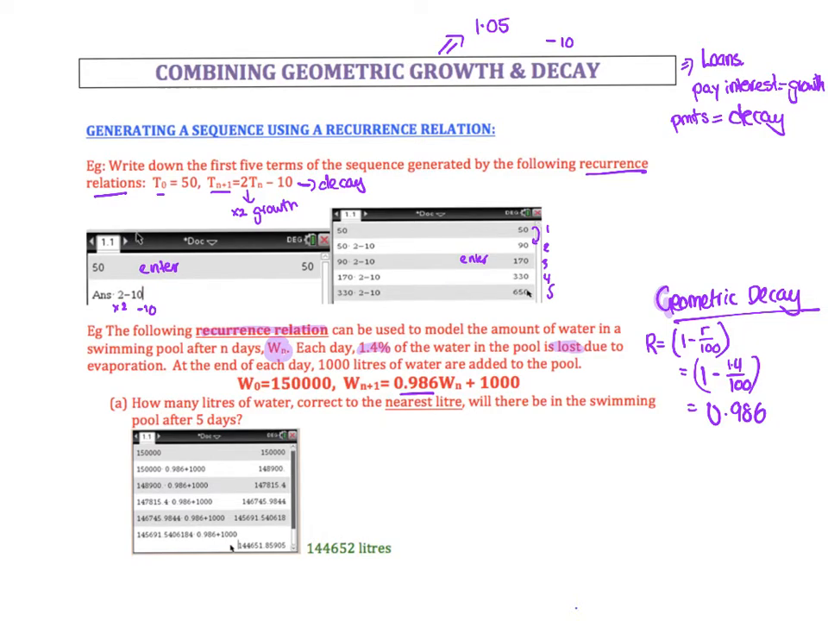And then at the end of each day, because they're losing water, they add. So this one's an arithmetic growth. So we've sort of mixed it up here. Okay, so then you add it.